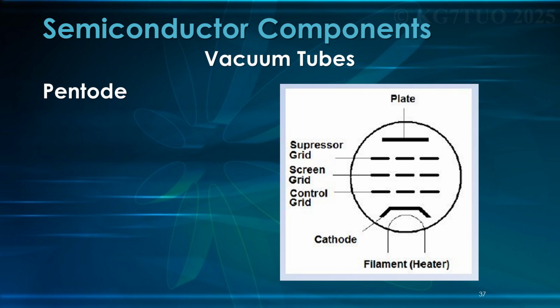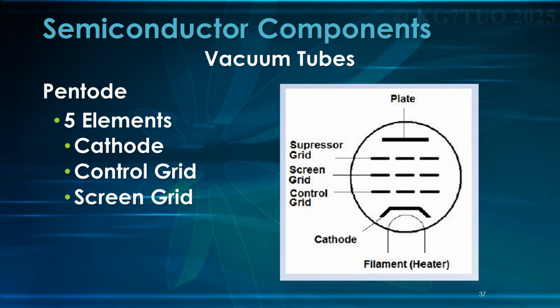Pentode. Pentode is 5. 1, 2, 3, 4, 5. 5 elements: a cathode, a control grid, a screen grid, a suppressor grid, and a plate. But there's nothing yellow on pentode.